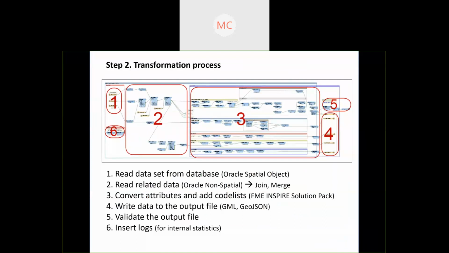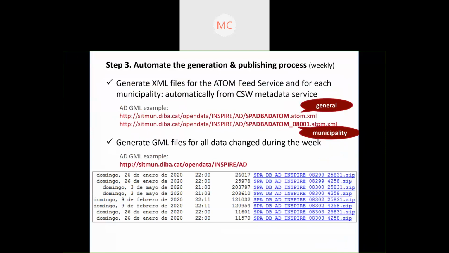The second step is the transformation, which consists of reading datasets from our Oracle Locator database, joining and merging them with other related data, converting our attributes to the Inspire ones, and populating them with code lists. And we do this step by using the FME Inspire solution pack. And finally, to validate the output file. Next, please.